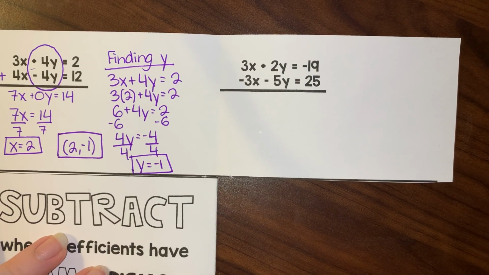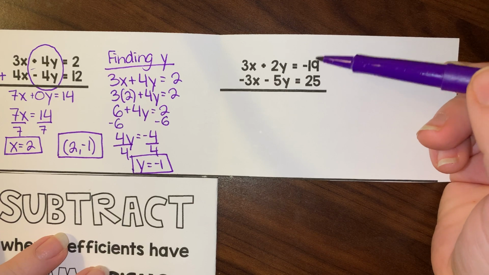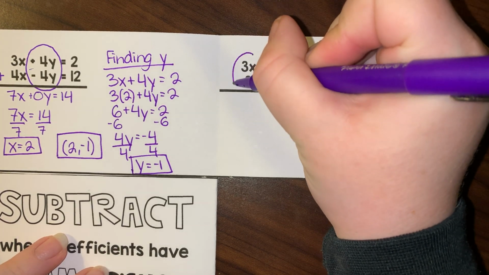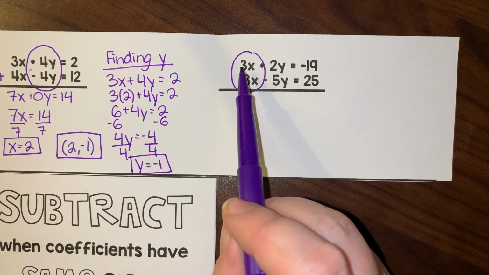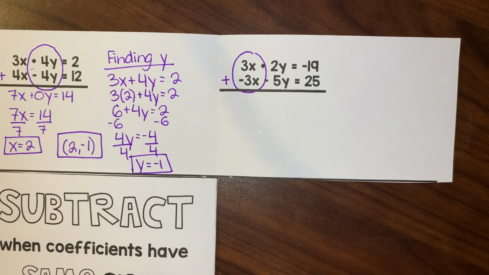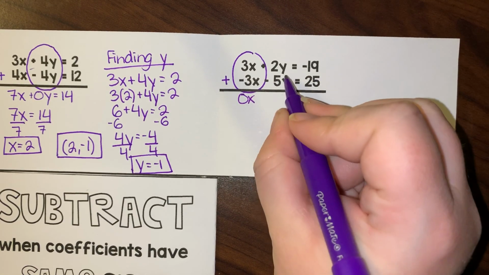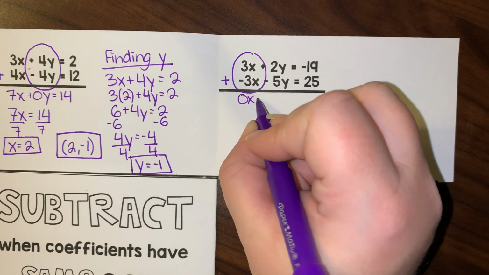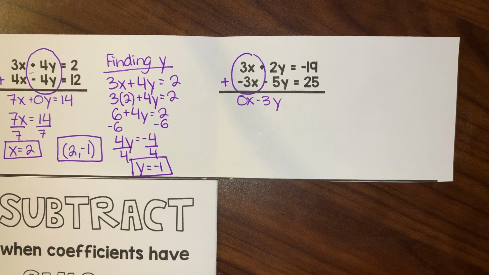All right, moving on to this example, I have a similar setup where both of them are written in standard form. Looking, I see that here my x values have the same but opposite coefficients. They both have a 3, but I have a positive 3 and I have a negative 3. So again, in this example, I'm going to add the two equations together. So 3x plus negative 3x is 0x. 2y plus negative 5y is negative 3y. And negative 19 plus positive 25 is, I'm doing this before I have my coffee, so excuse me, positive 6.